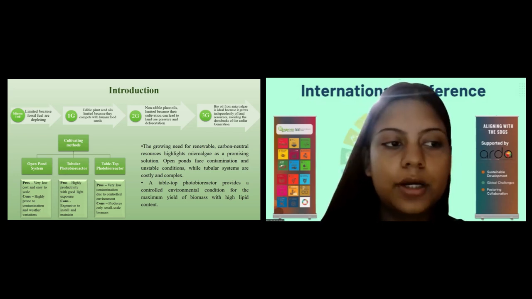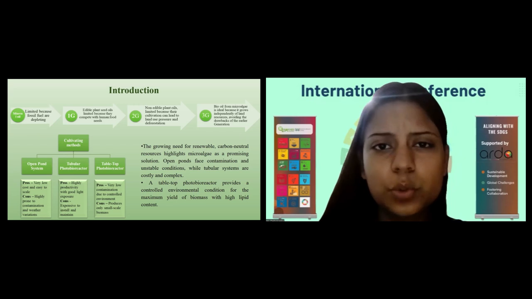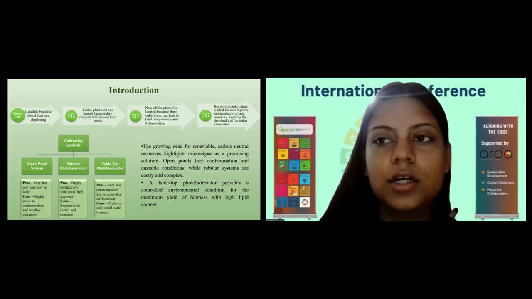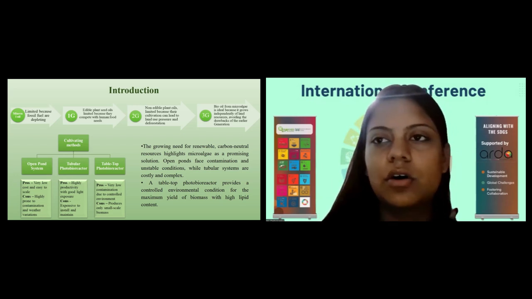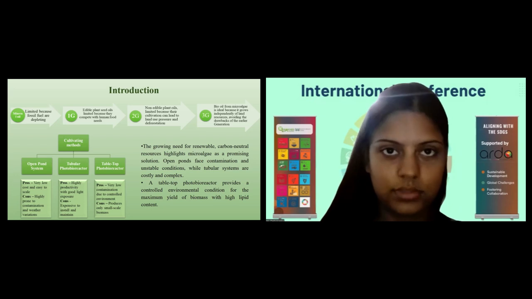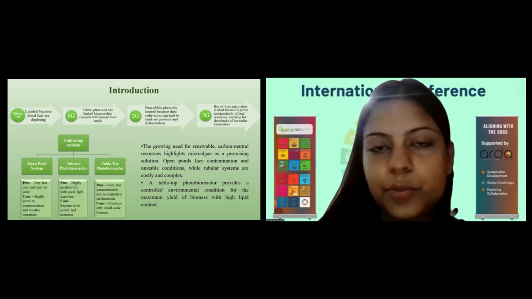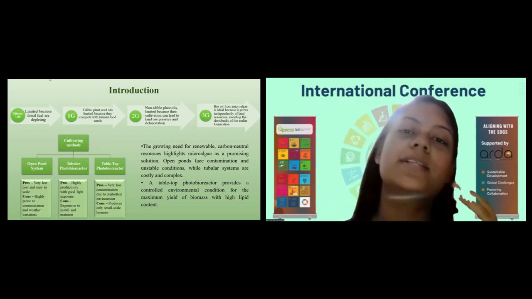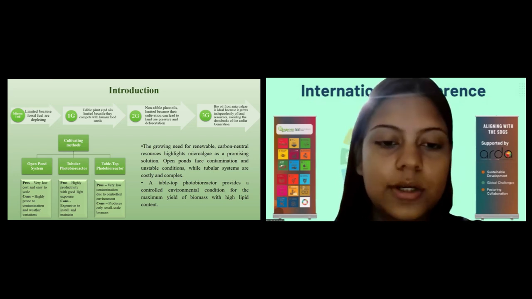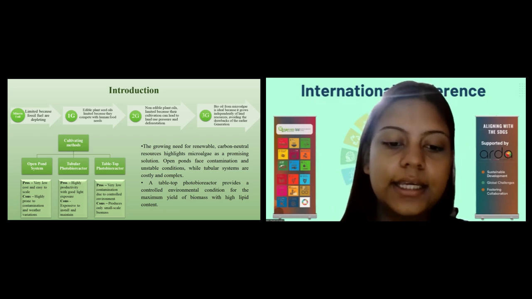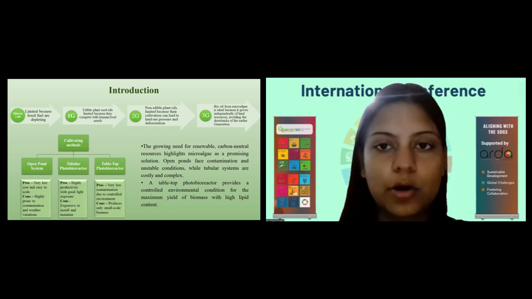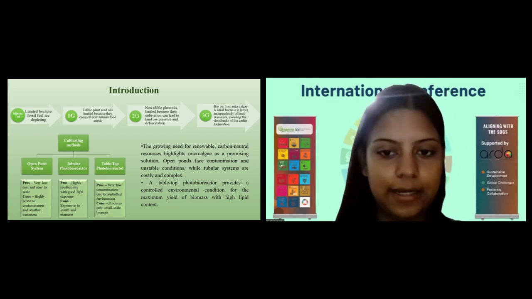Coming to the tubular photobioreactor, here there are huge and thick amounts of big tubules which are used for the cultivation. We also cannot introduce it in the market because it is very expensive to install and maintain. Coming to the tabletop photobioreactors which are currently existing, they only produce the algae biomass on a very small scale.